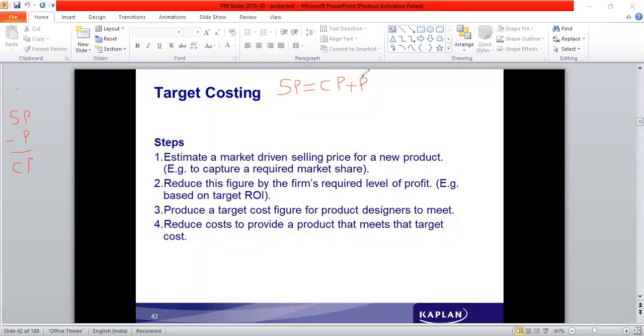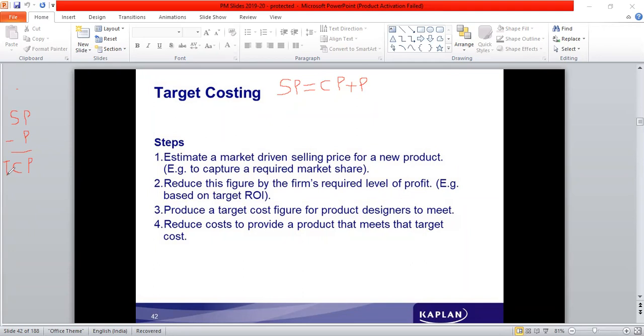Selling price minus profit margin gives us the cost price. So now they work out on assuring that their cost is equal to this cost price. This is also called the target cost price. So now their target is to see that their cost is equal to this target cost price. They do not exceed their cost beyond this cost price. That is their focus, that is their target.